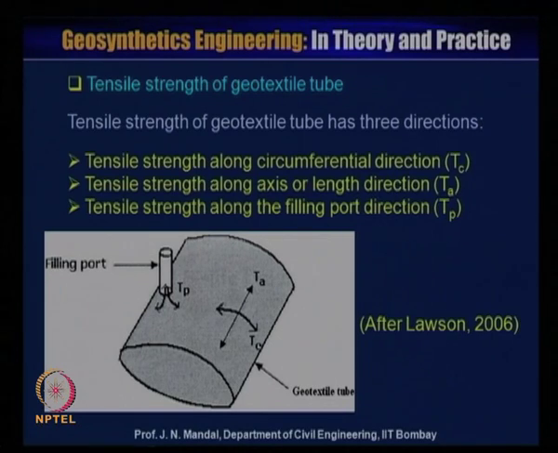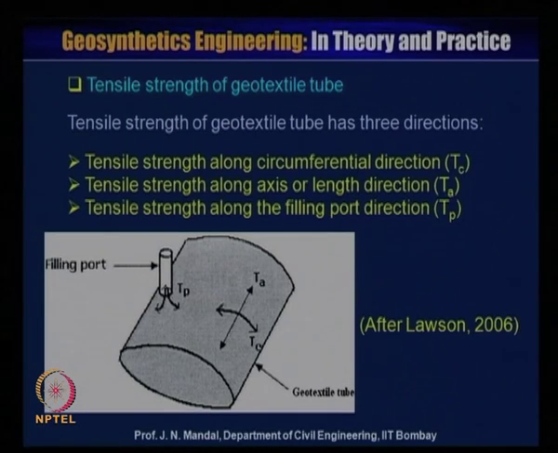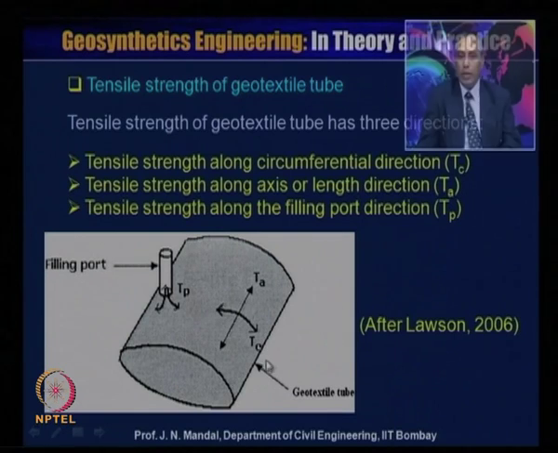Now, you can determine the tensile strength of geotextile tube. Now, tensile strength of geotextile tube has three directions. You can see here. So, tensile strength along the circumference, circumferential direction here, that is T of C. And tensile strength along the axis or length direction, that is T of A. And also the tensile strength along the filling port direction, that is TP.